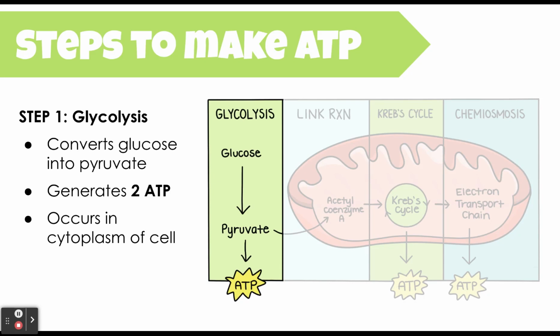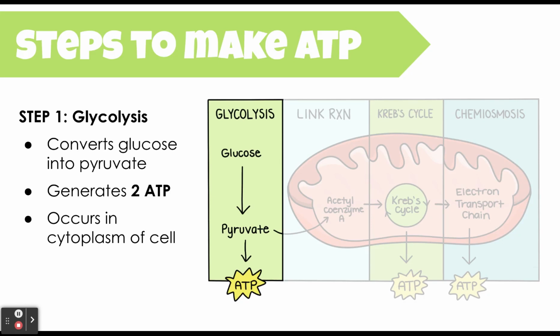So, what we're doing in glycolysis is we are splitting up glucose molecules and making a new molecule called pyruvate. This is occurring outside of your mitochondria, in the cytoplasm of the cell. And this step does generate a little bit of ATP. 2 ATP molecules are created, but that's not enough to sustain cells that are doing lots of work.